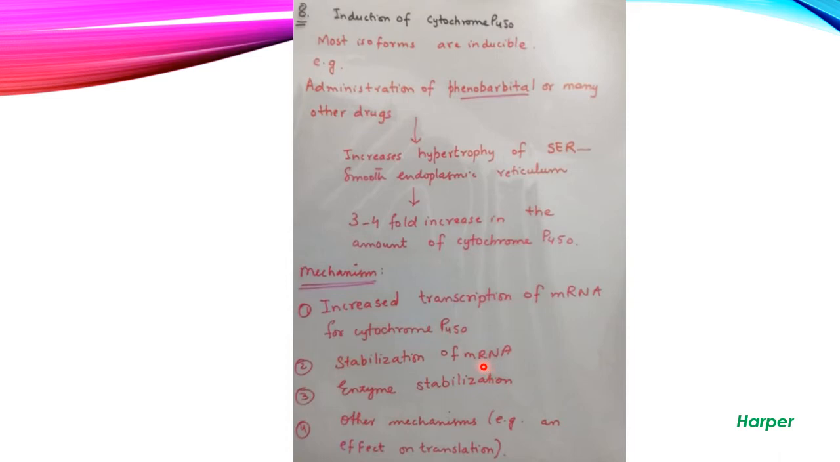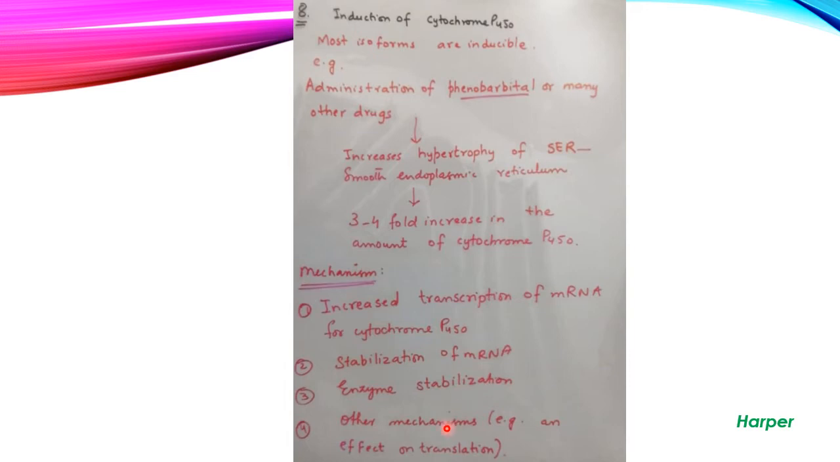Then the mRNA is formed in its stabilized form since it has been induced. When it is stabilized, it means that it has its action for a longer period of time, and it can be converted into a greater amount of cytochrome P450. Similarly, there may be stabilization of the cytochrome P450 enzyme, which means that it cannot be easily degraded. Again, cytochrome P450 is available for a prolonged time to remain in its action.